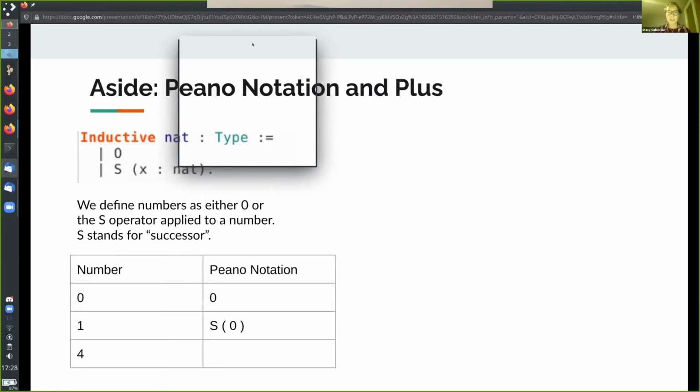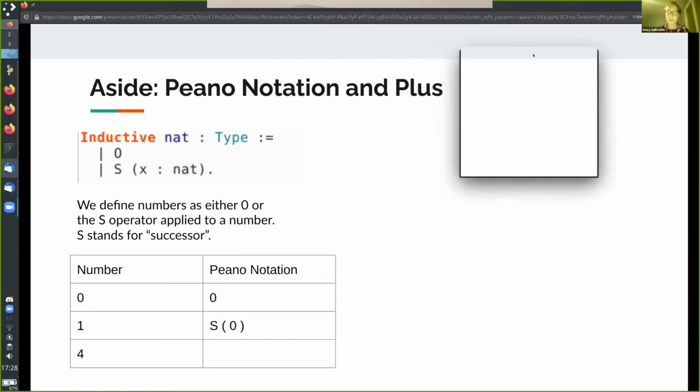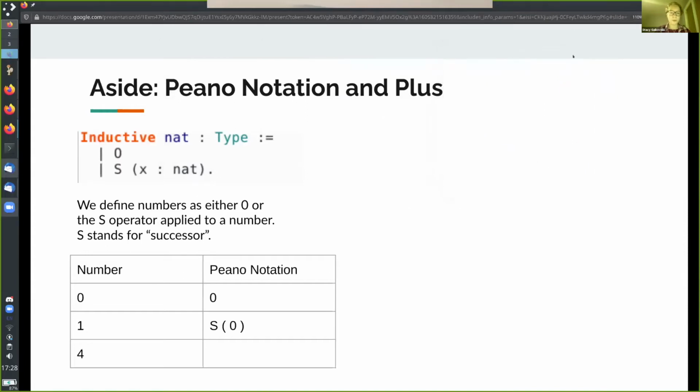So before I can really start to illustrate what I'm talking about with my examples, we're going to need to prove a few things. Or sorry, not prove. We're going to need to define a few things. The first thing is going to be this Peano notation for natural numbers. We're going to define natural numbers inductively. We're going to define them as either being 0 or the successor of some other natural number. So every natural number that we can construct has to be constructed using one of these two constructors.